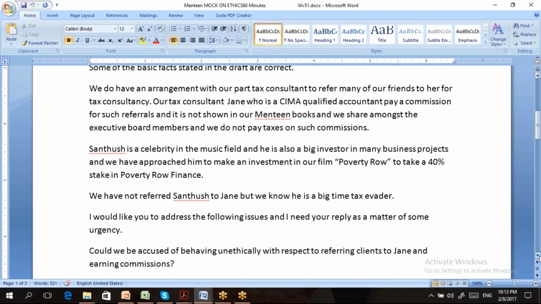We did not refer Santosh to Jane, but we know he is a big time tax evader. Now, that may sound a little bit unethical, to deal with a person who has that kind of reputation. You remember earlier in a scenario we saw we were dealing with a person called Stan, right? So that is gone now, we can't bring it here. But you know, these are not the right things for us to do when we know he's a big time tax evader.